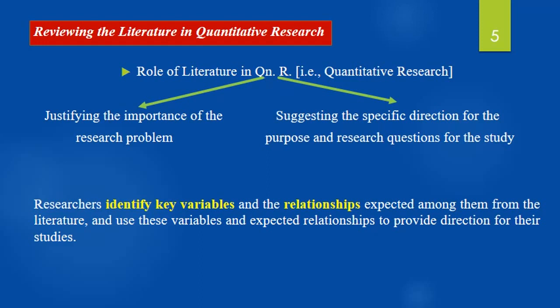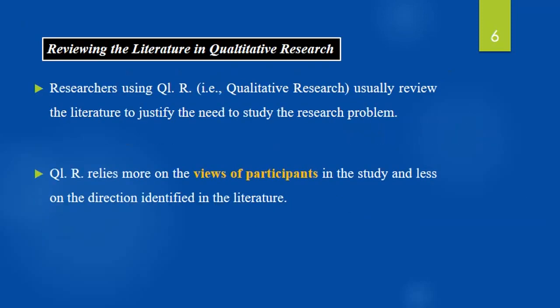But in qualitative research, the literature review included in the beginning of the study varies from substantial to minimal. That means in qualitative researches, there may be substantial amount of literature review, or there may be minimal amount of literature review at the beginning of the study. Researchers using qualitative research usually review the literature to justify the need to study the research problem.